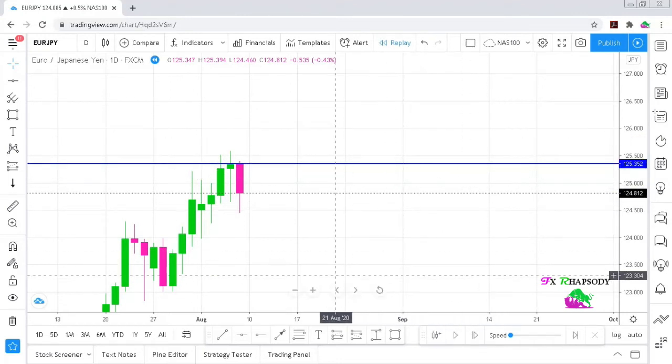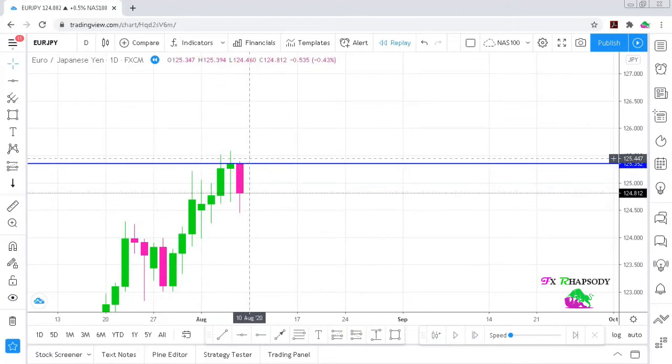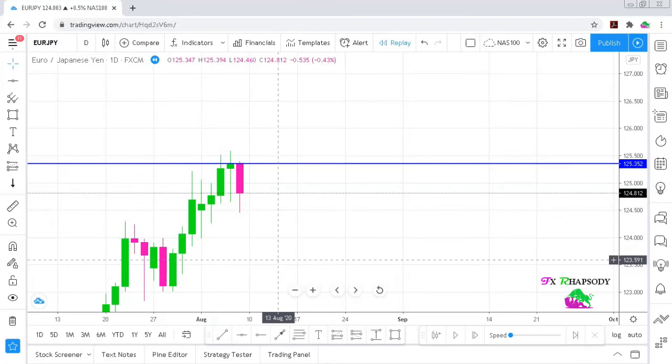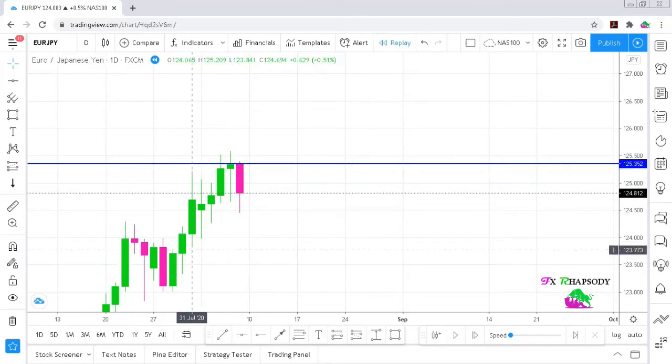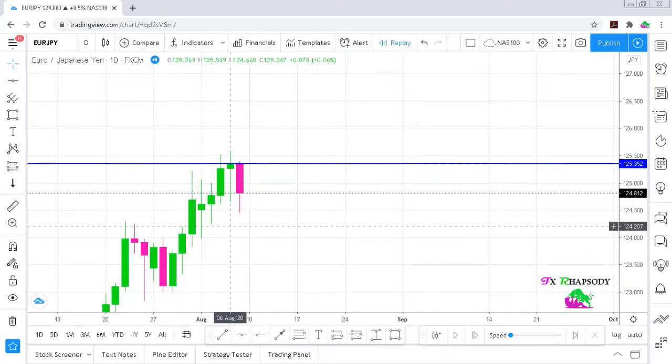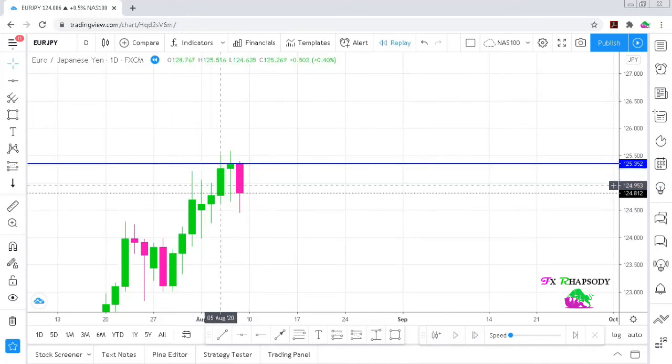These are the areas where I would like to look at placing my orders, be it a buy or sell. So here we can see that the buyers push the price up, and the sellers were waiting in this resistance area. The buyers would put their take profits there, they take their profits, and sellers will climb into the market and push the price down.